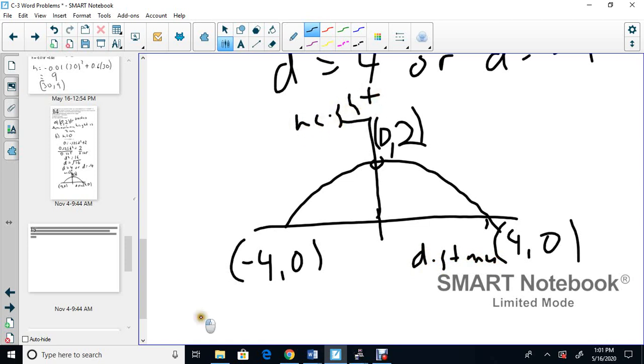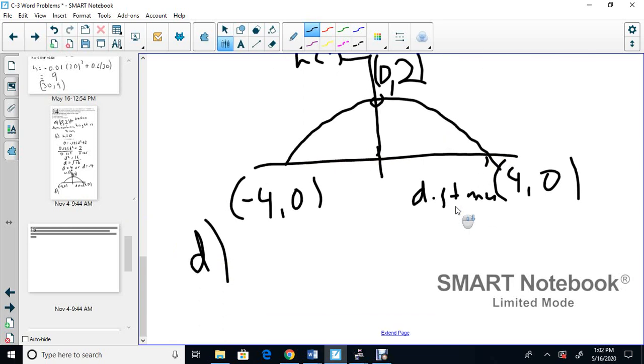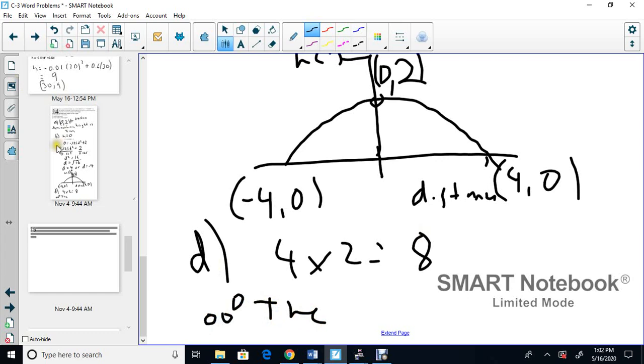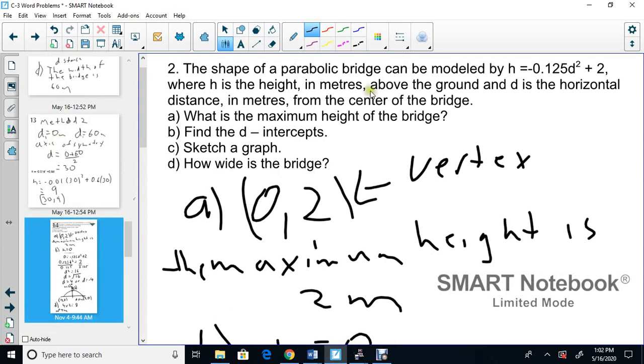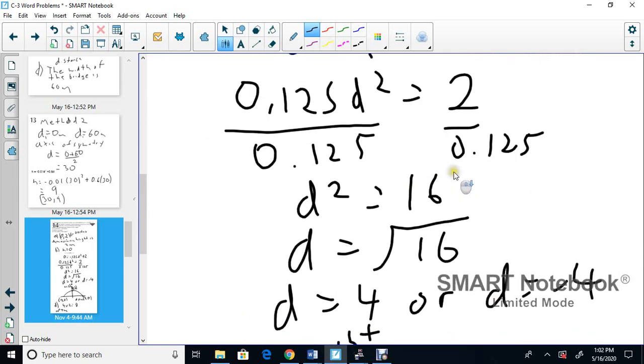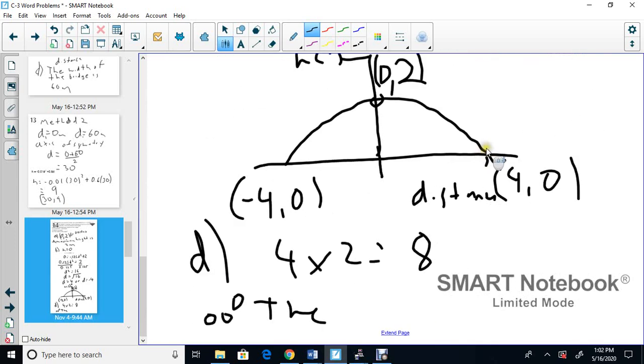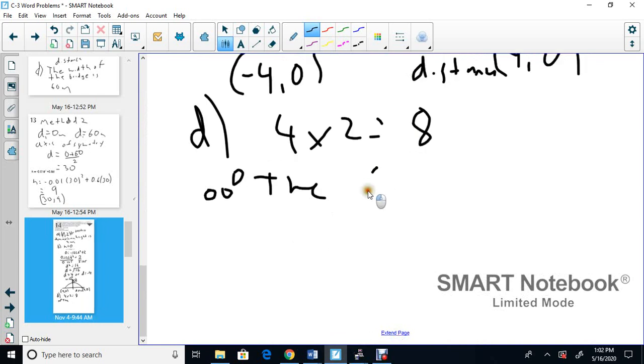Last part of this question, D. It asks how wide is it? Well, look, it goes 4 here and another 4 here. So it's 8 wide. It's like 4 times 2 because it's the same on both sides, 8. Therefore, the bridge is 8 meters wide.